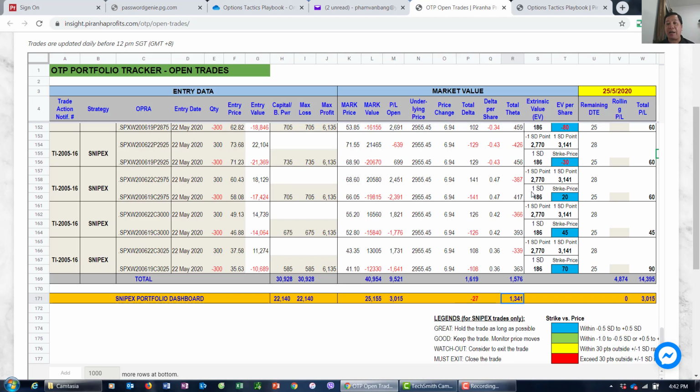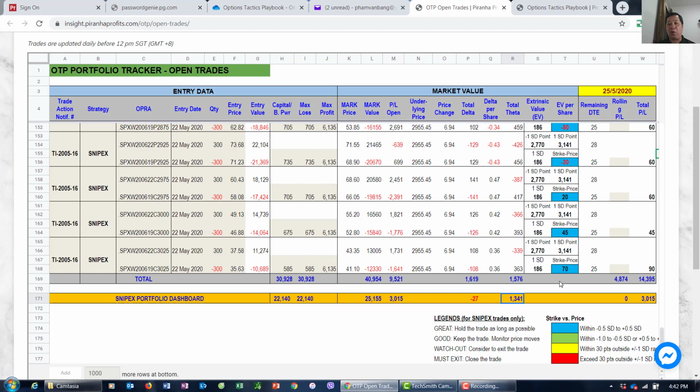Now, at the same time, I also have the one column called theta. The total theta for Snipex portfolio is showing 1,341. That means every day passes, assuming everything else is unchanged, I will make extra $1.3 thousand every single day, which is good. That's how I trade Snipex.